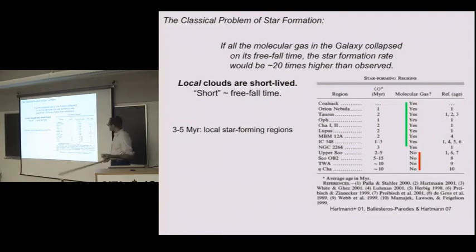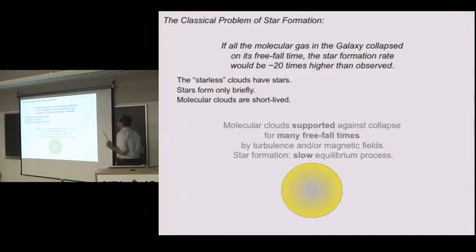So if you remember the freefall time, 3 megayears at 100 particles per cubic centimeter, and I'll get back to that later, it's maybe 1 or 2 freefall times, but not like 10, as in the classical support picture. Okay? So the starless clouds have stars. The stars form only briefly, and the molecular clouds are short-lived. Which is pretty much contrary to that concept of cloud support and a slow, steady process.